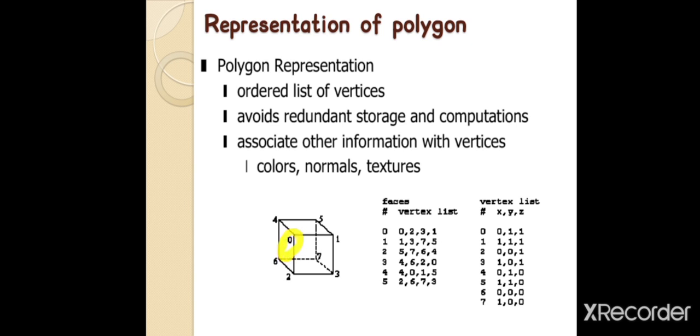For each of these vertices, what is the value of x, y and z? Suppose here is the 0 vertex. For that we have to put the value of x, the value of y and the value of z, meaning the x, y, z coordinate values for that 0. Similarly, we have to write for the first point, the second, the third, in this way up to the 7. This is the first way for the polygon representation.